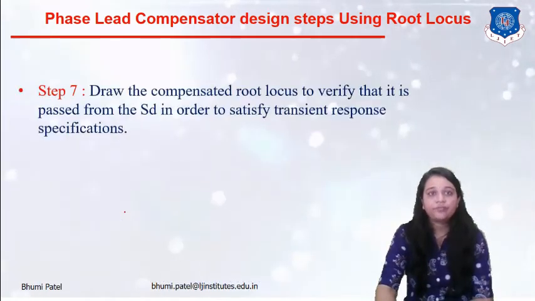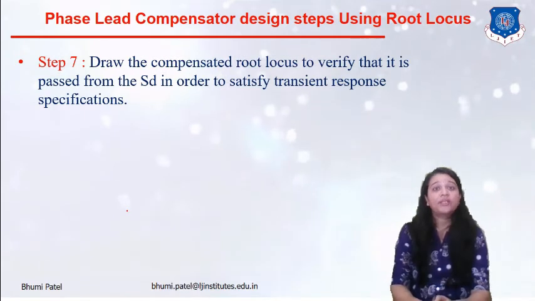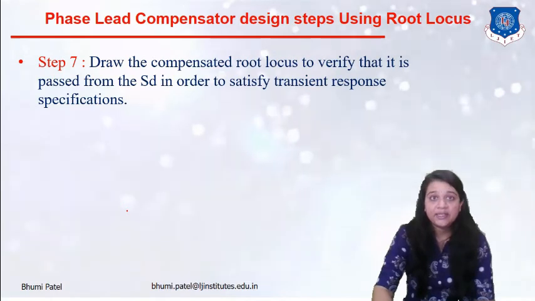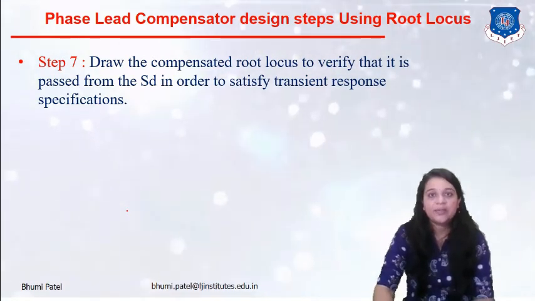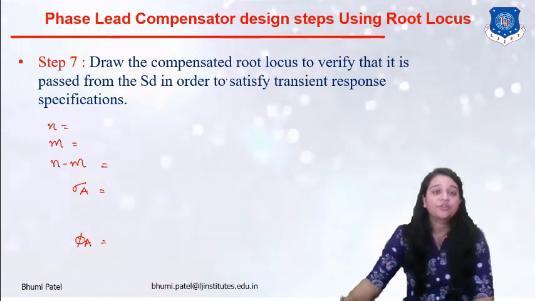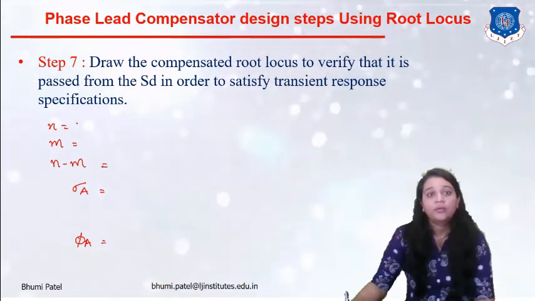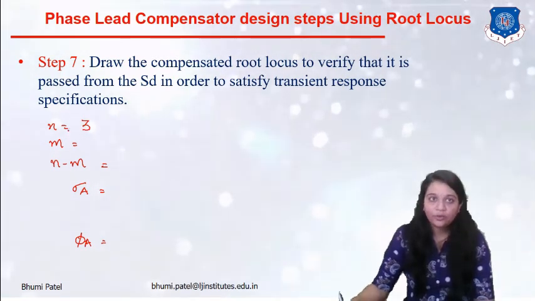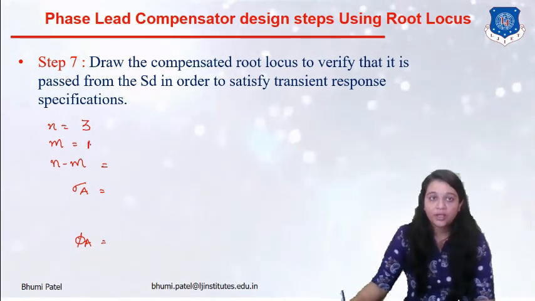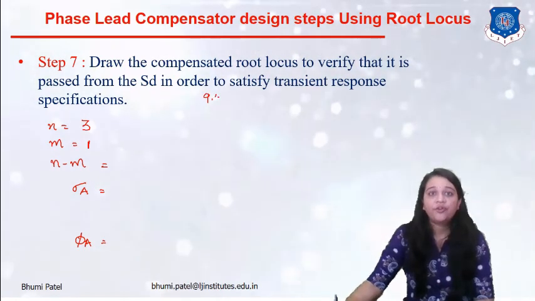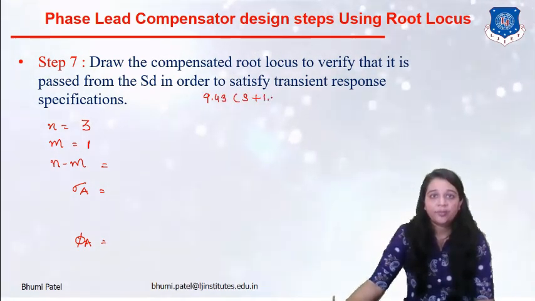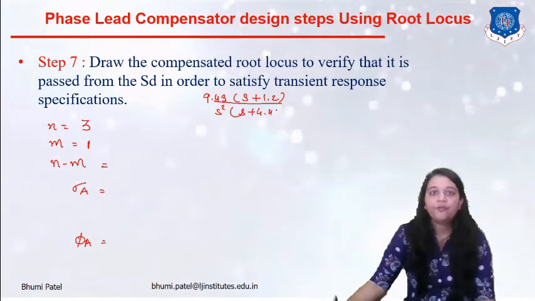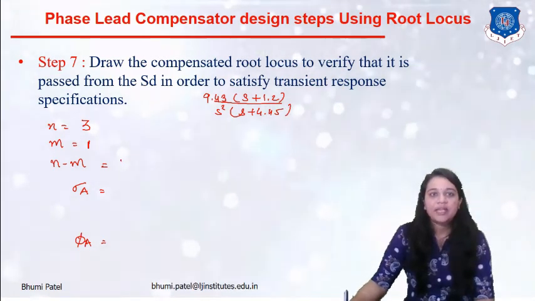Okay, so step number 7, draw the compensator root locus to verify that it passes through the SD in order to satisfy the transient specification. First of all, N, the number of poles, is now 3 for the compensator root locus. The number of zeros is equal to 1 because our equation is 9.43 S plus 1.2 upon S square S plus 4.45. Okay, so N minus M is equal to 2.